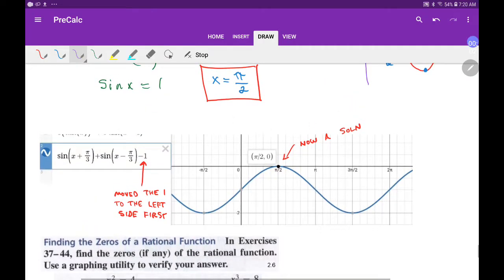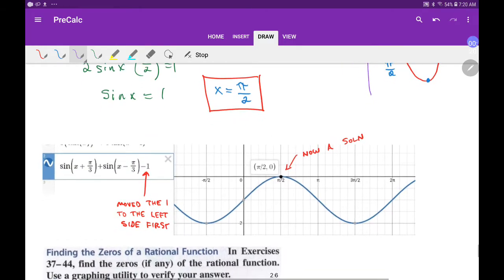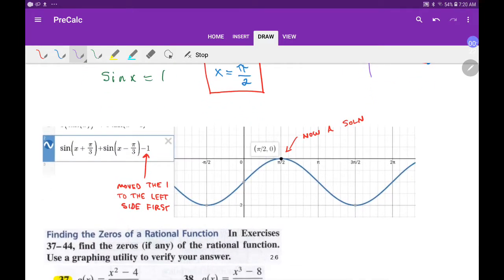Okay, in reference to the last one, I can graph the equation they gave me on Desmos. I move the 1 over to the left side so it equals 0. And then the place that I'm interested in becomes the solution. And you can see how I get pi over 2. I have to modify the equation a little bit because Desmos doesn't like it equal to 1.